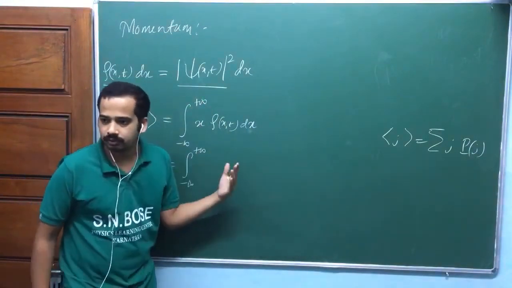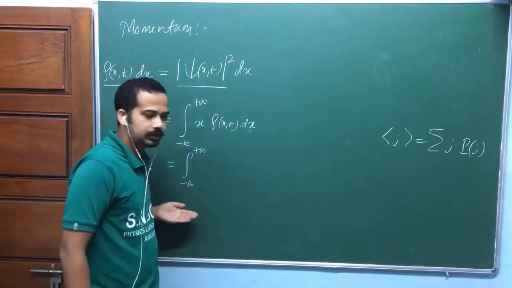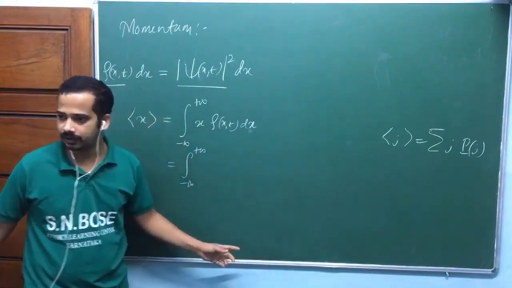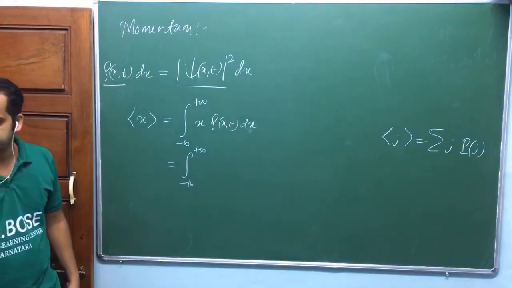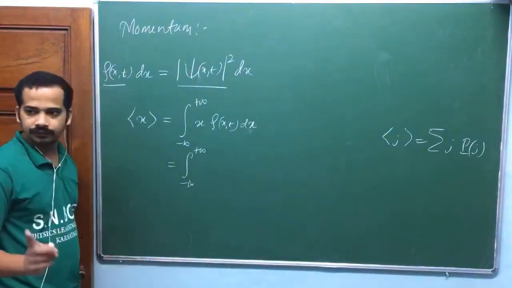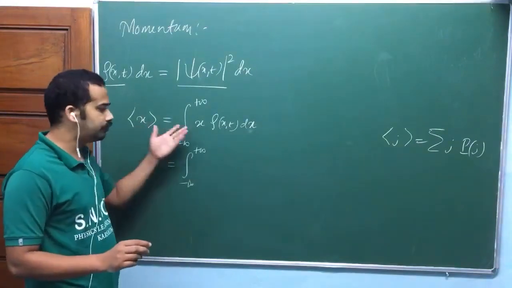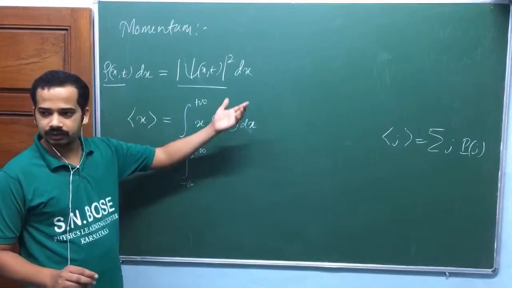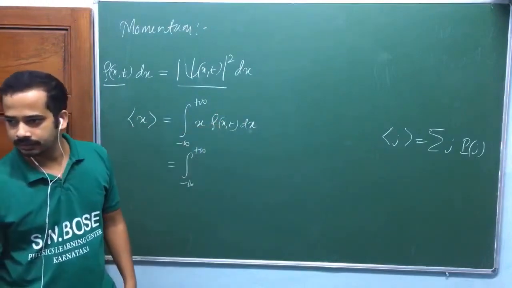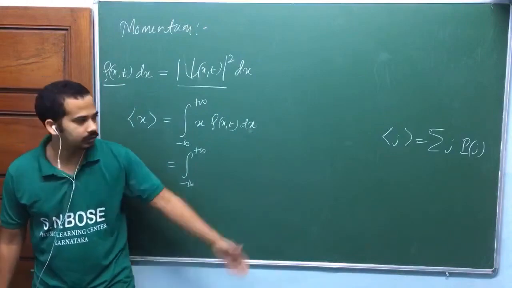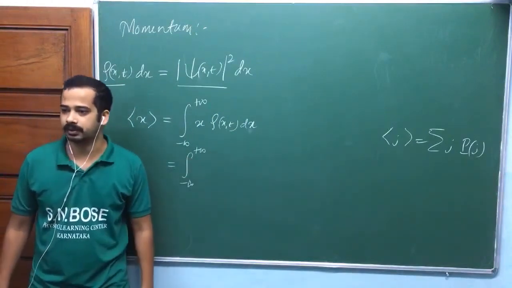Otherwise, I'll tell you what to do. If you are not normalized, you have to divide by the integral of psi star psi dx. Some books will give it like that. Is that okay? So if you are not normalizing, you can't use that one to find the average value. If that probability density was not normalized, how can you use that one as a probability, isn't it?